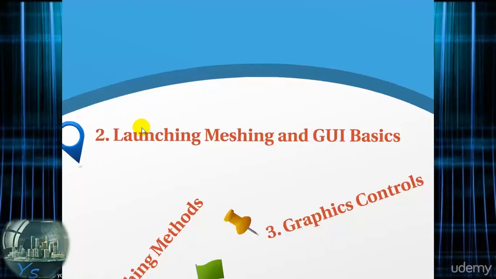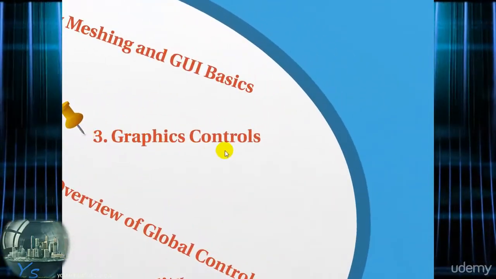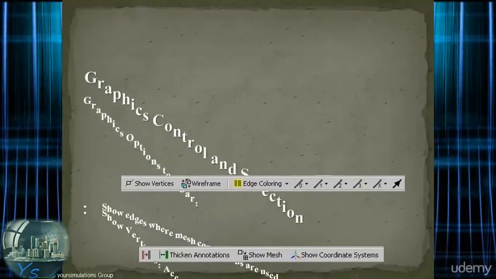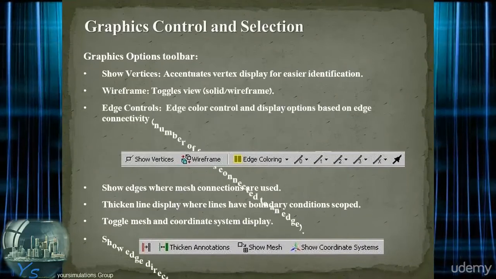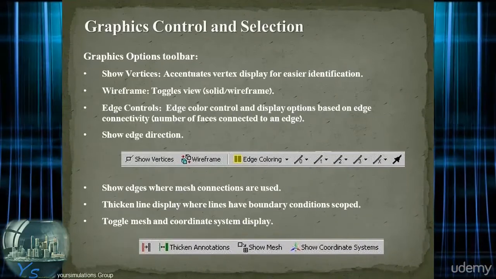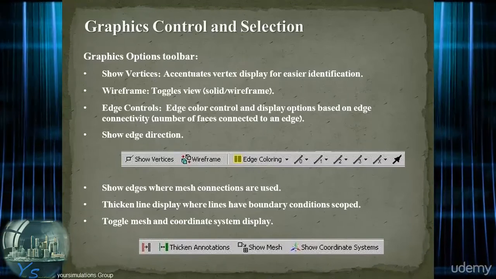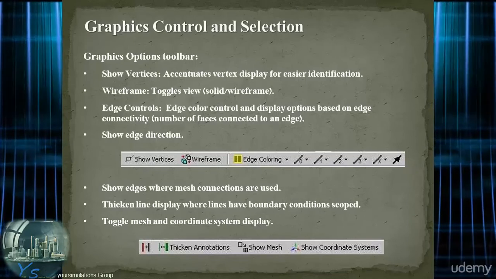For every selection, we need the graphics window. Therefore, we should take a moment to learn the different ways it can be used. This is almost identical to Design Modeler, but there are some differences. The Graphics Options toolbar allows us to specify what we see.